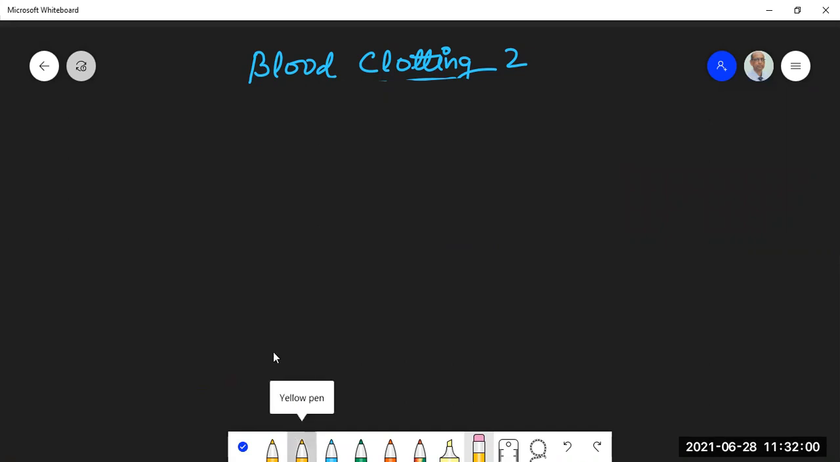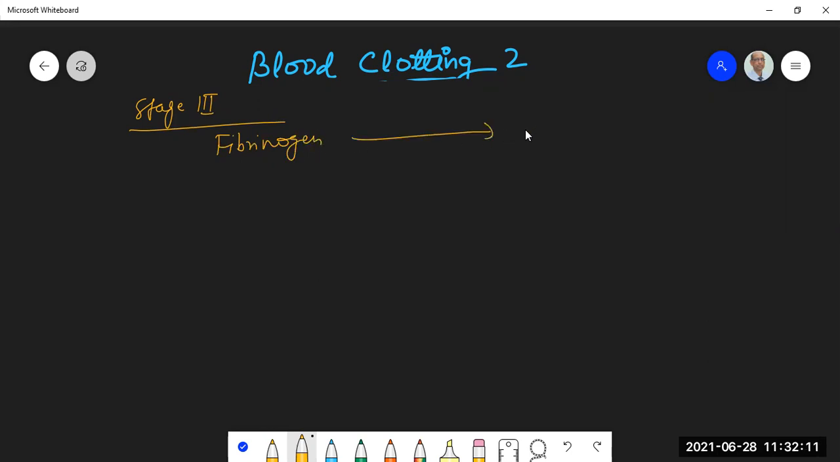What is stage 3 of the clotting? Stage 3 of the clotting is conversion of fibrinogen to fibrin clot. And this stage is made up of 3 substages. There is one called fibrinogen to fibrin monomer.